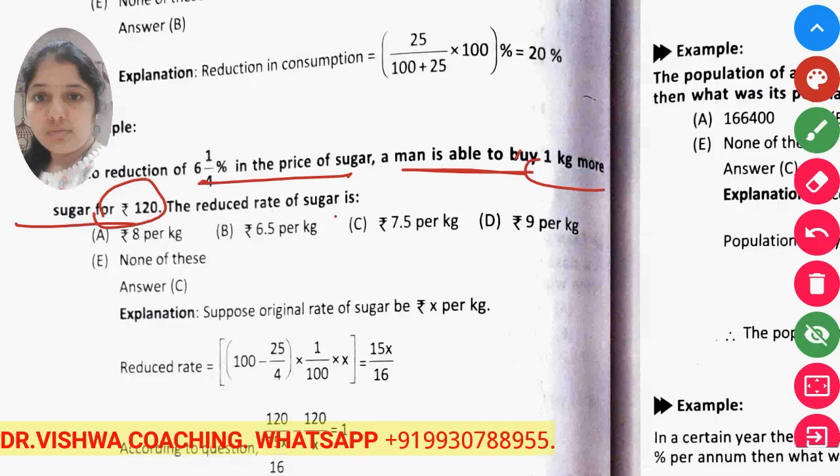Now see, we had seen the formula for when an article's price is increased and consumption is reduced. Now the article price is reduced, so we have to increase the consumption. So the consumption is increased and we can buy 1 more kg of sugar out of 120 rupees, which means our expenditure is constant, which is 120 rupees.